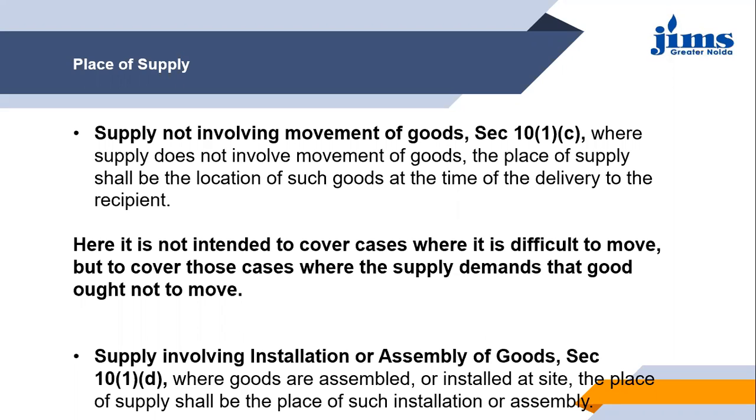I'm repeating, the location of the supplier is Lucknow, the place where goods are installed is Chandigarh, and the place of business of the recipient is Delhi. Now, in this situation, there might be the confusion that the place of supply will be either Delhi or Chandigarh. So we have to refer to section 10, subsection 1, clause D, which says that in the situation where the goods are required to be assembled or installed, then the place or the location where the goods are getting installed will be considered as the place of supply. So under this situation, considering the example, Chandigarh will be the place of supply because the machine is getting installed in Chandigarh.